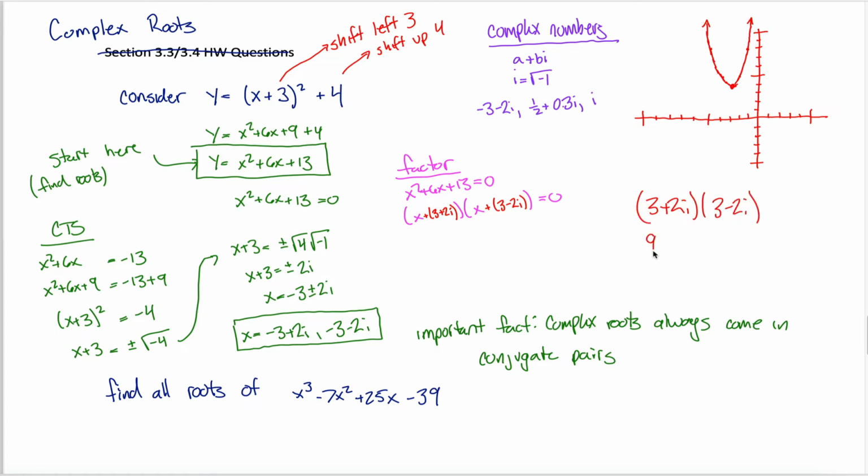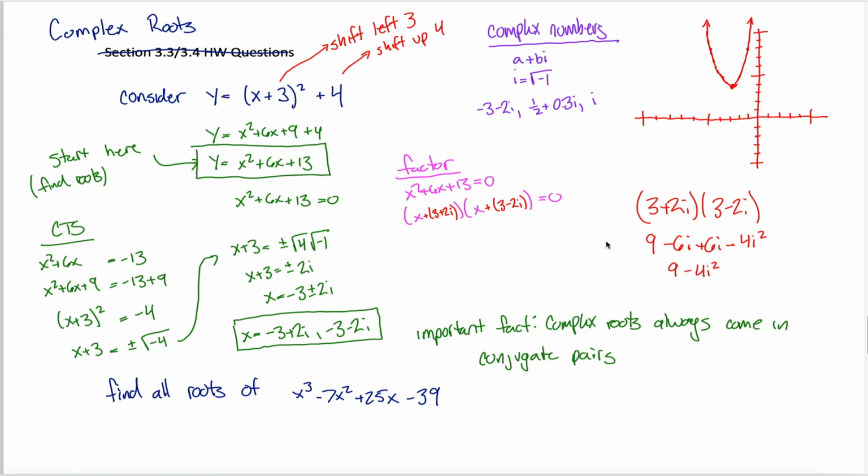3 times 3 would give me 9. 3 times negative 2i would give me negative 6i. 3 times positive 2i gives me positive 6i. And 2i times negative 2i. Let's see, a positive times a negative is a negative. And 2i times 2i would be 4i squared. The negative 6i and the positive 6i cancel out, so I got 9 minus 4i squared.